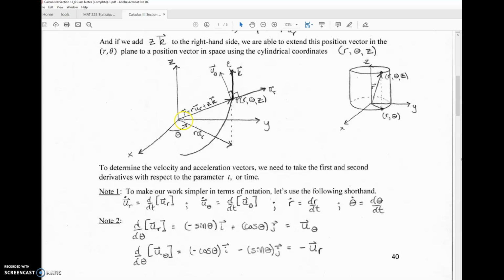So now when we're looking at the vector r, we're talking about r u sub r plus z times k, right? That's because we want it in terms of the vectors u sub r, u sub theta, and k, which make another right-hand frame. Instead of using i, j, and k, we're using u sub r, u sub theta, and k. So the vector r is r u sub r plus z k.